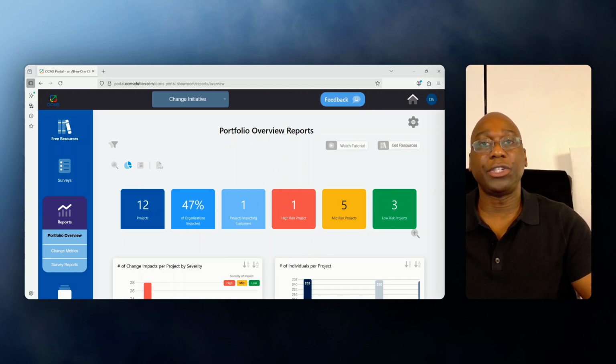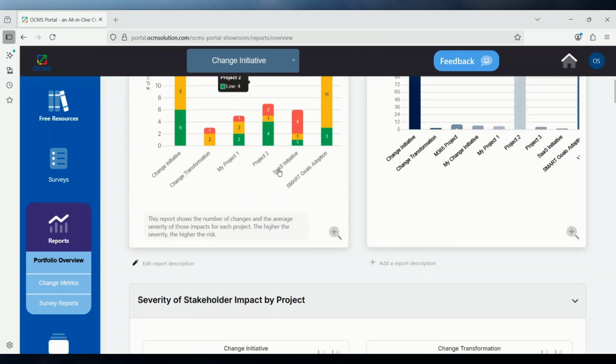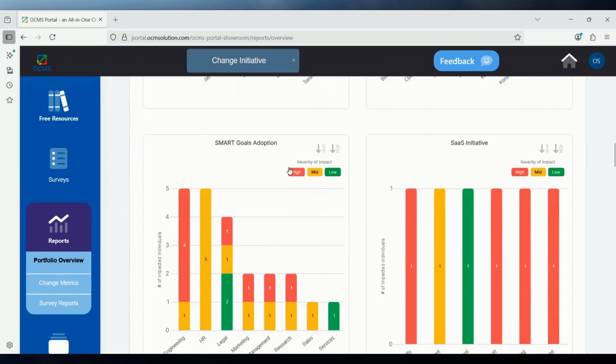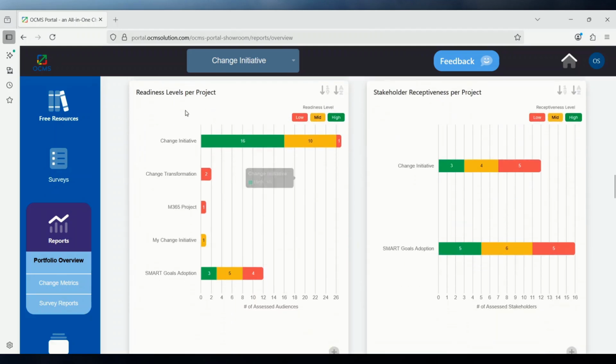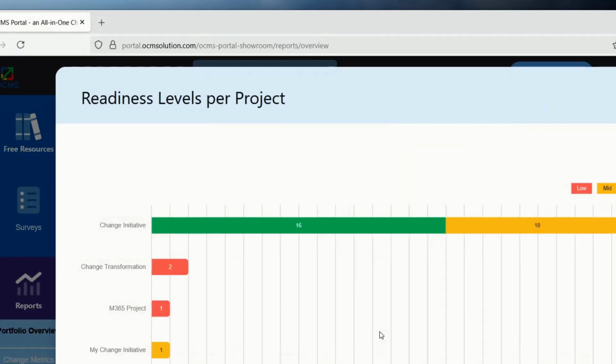And talking about leadership and senior stakeholders, something you will want to do that is a best practice is show them readiness reports across the different projects that are impacting the same audience. So for example, we are looking at the OCM solution software. The link is below. And you will notice as I scroll all the way down to a dashlet report that says readiness levels per project. Let me go ahead and expand this report.